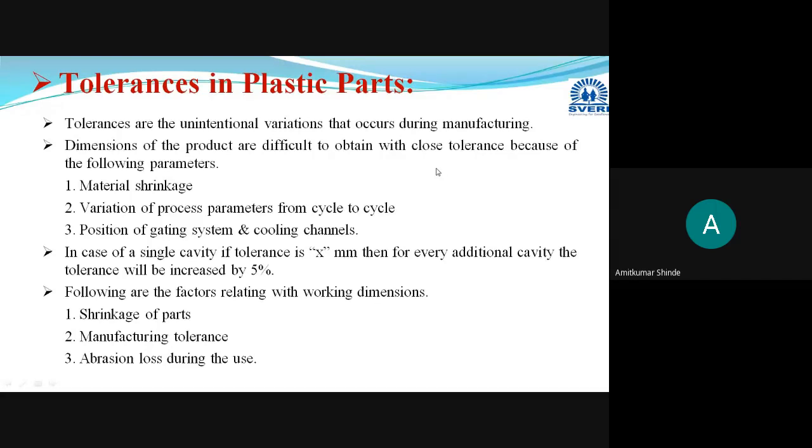And this variation is occurring due to the following parameters. We can say the material shrinkage, then variation in the process parameters, then position of the gating system, and the cooling channel. Depending on these parameters, you will end up with some difference in the final dimensions, that will be termed as unintentional variation, and it is known as a tolerance.